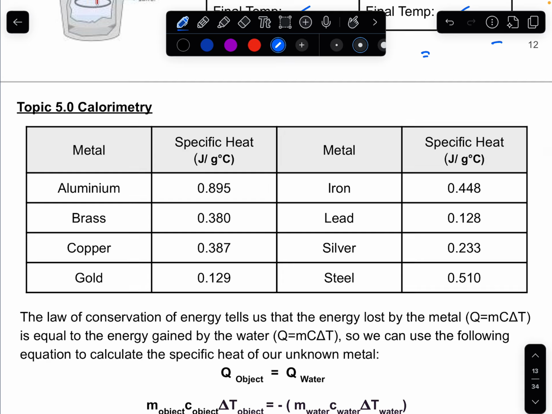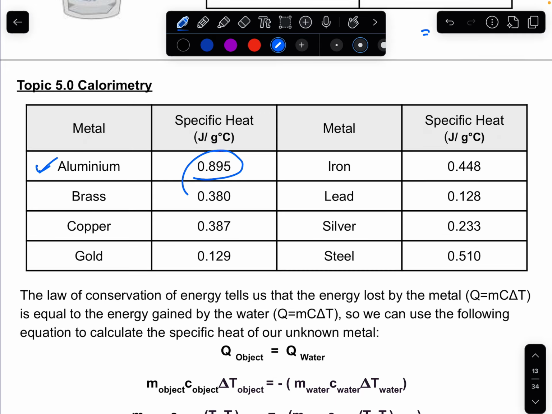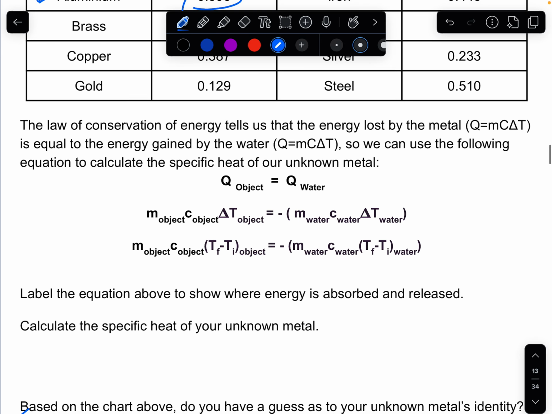You will not get the exact value because we are using a styrofoam cup, and you are opening it, so maybe a lot of heat is lost to the surroundings, right? So you will get a value that is closer to one of the table values. If your answer is closer to this, you will identify, oh, my unknown metal is aluminum, like that. And this is the equation.